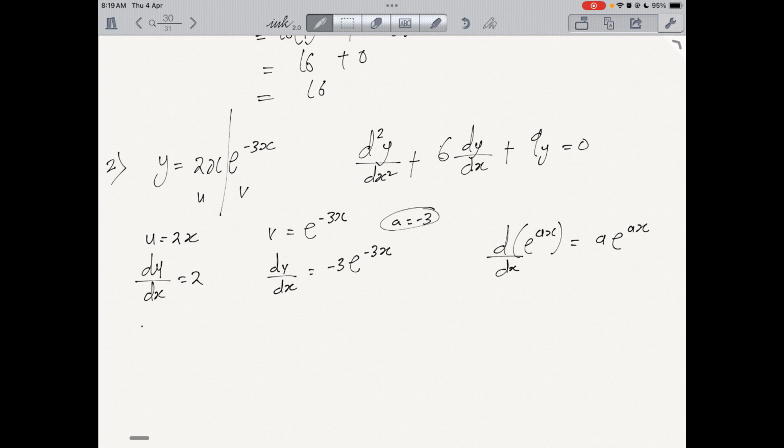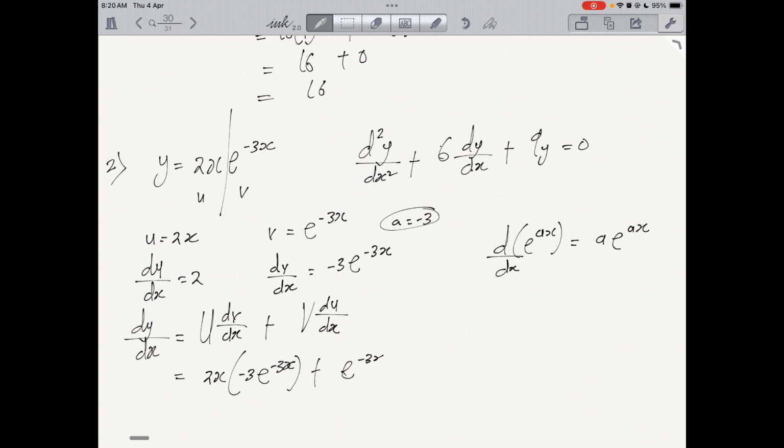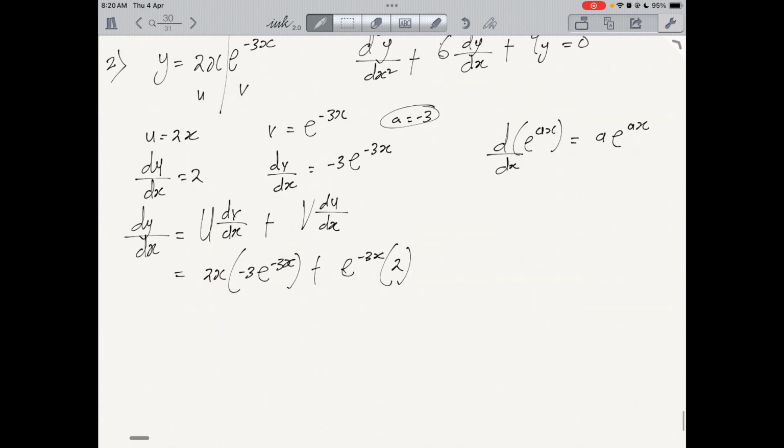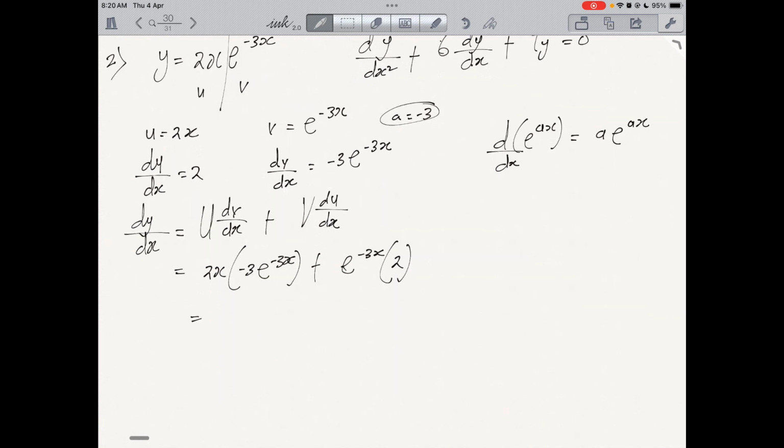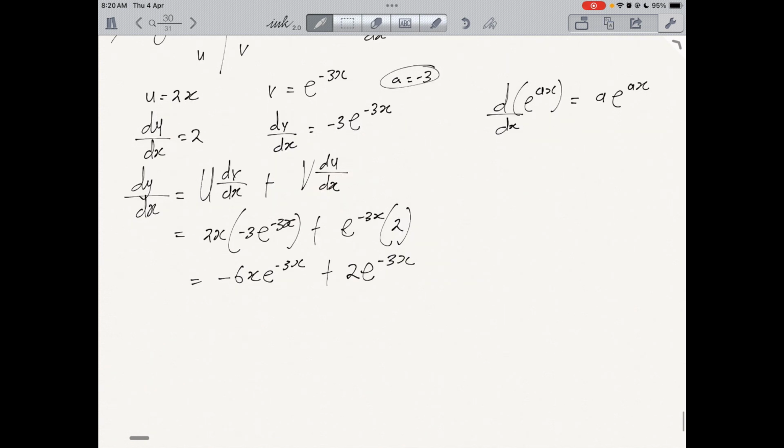Now let's apply product rule. Product rule says u dv dx plus v du dx. That's 2x multiplied by minus 3 exponential minus 3x, plus exponential minus 3x multiplied by 2. Now this is going to give us minus 6x exponential minus 3x plus 2 exponential minus 3x. And this is our dy dx.